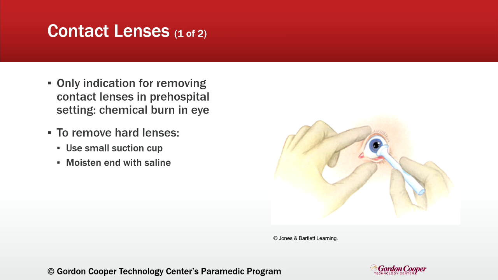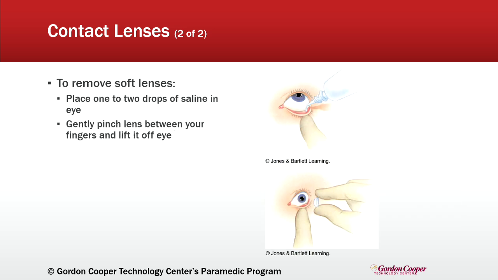It says to use a small suction cup, moistening the end with saline to lift the lens off the eye. We may or may not have that available in the pre-hospital setting. Sometimes we can flush that with some saline and then have the patient help us get a hold of that to remove the contact lens. They're going to be a little more comfortable with touching their eye or removing a lens or those kinds of things than we're going to be, because they do that pretty routinely. They're going to be pretty comfortable with that.